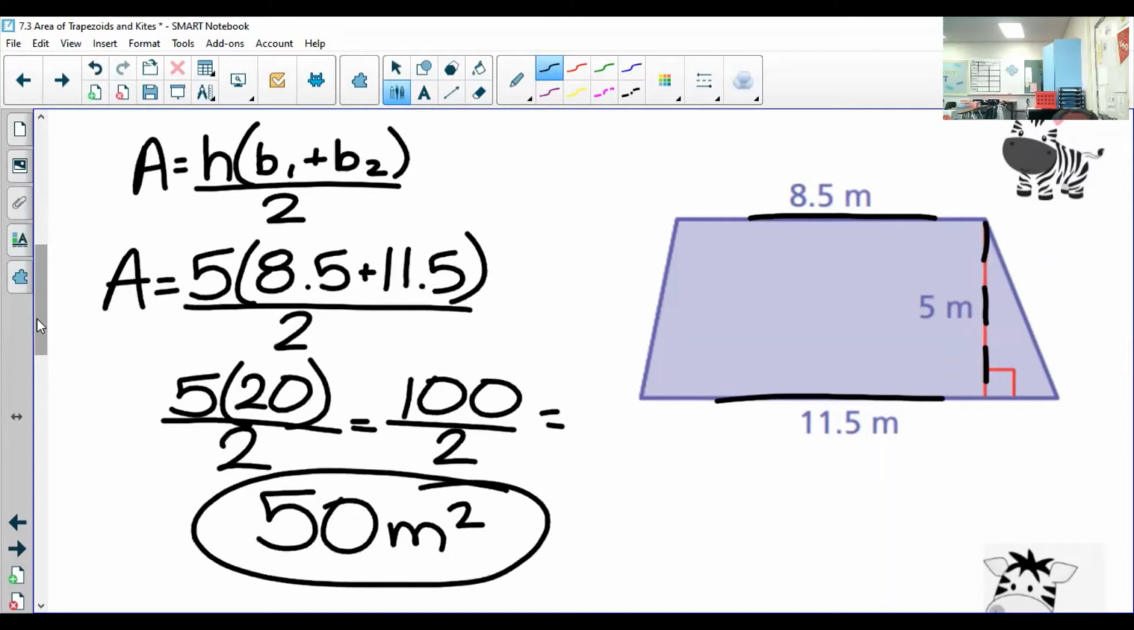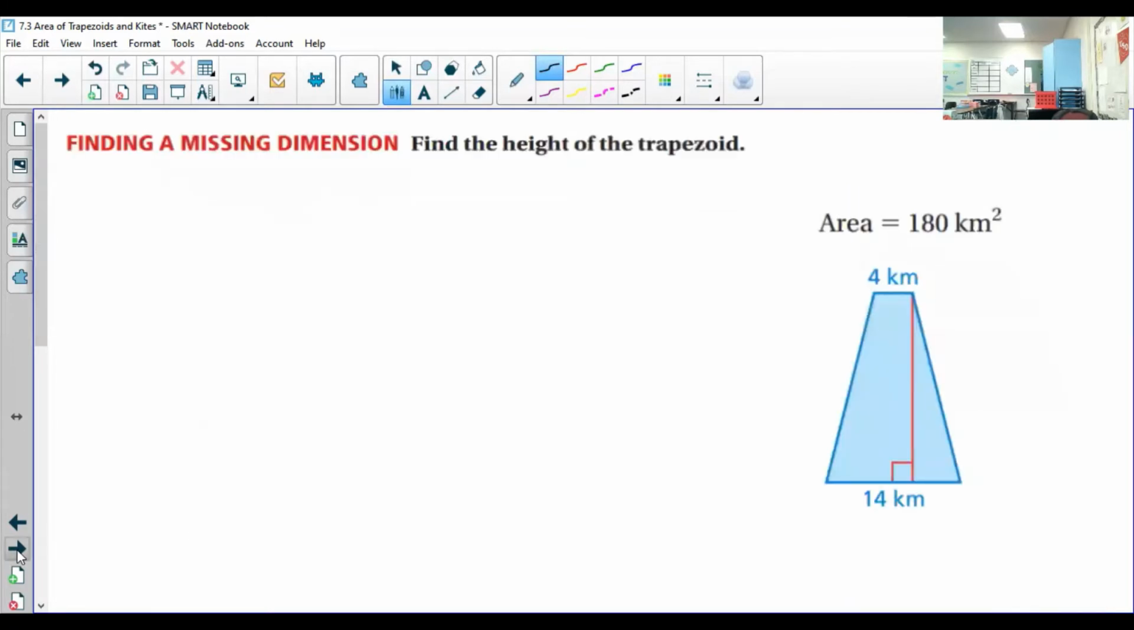Okay, I'm just going to do 2 of those. That's pretty easy. I think you can handle that. Let's move on to the next thing, which is finding the missing dimension. So we're going to keep doing this exact same thing with trapezoids. So area equals height times B1 plus B2 divided by 2.